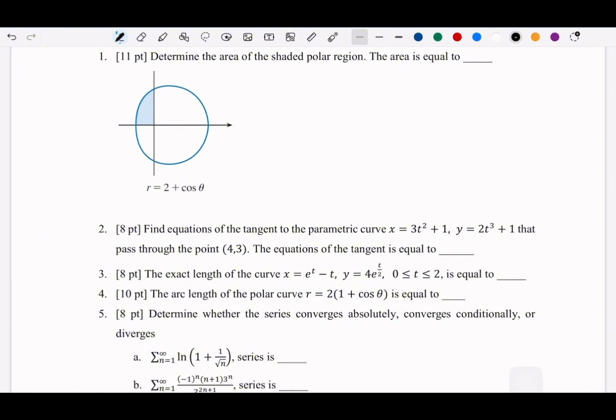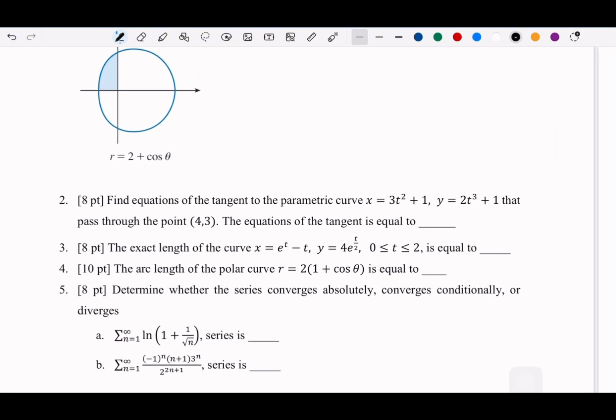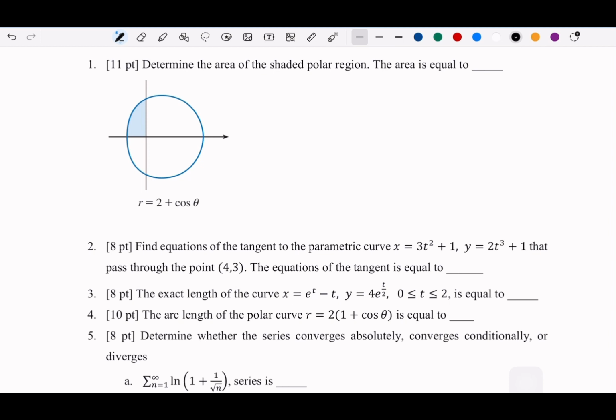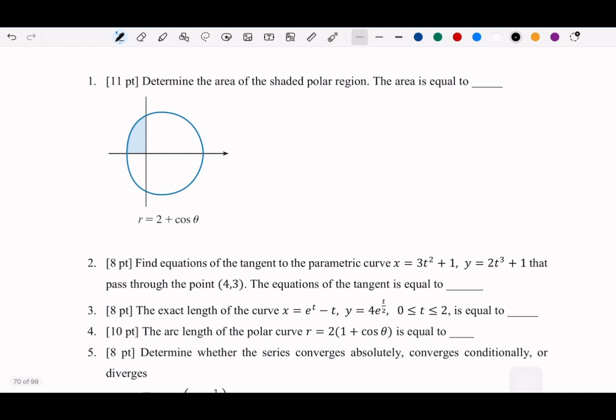I haven't yet decided how many questions it should be. Maybe only 6, or 6 with some branches, where each question has another question. So let's start this review. Do you want to start with chapter 10 or 11 with these questions? Which one? Number 1, number 2, number 3, or number 4?